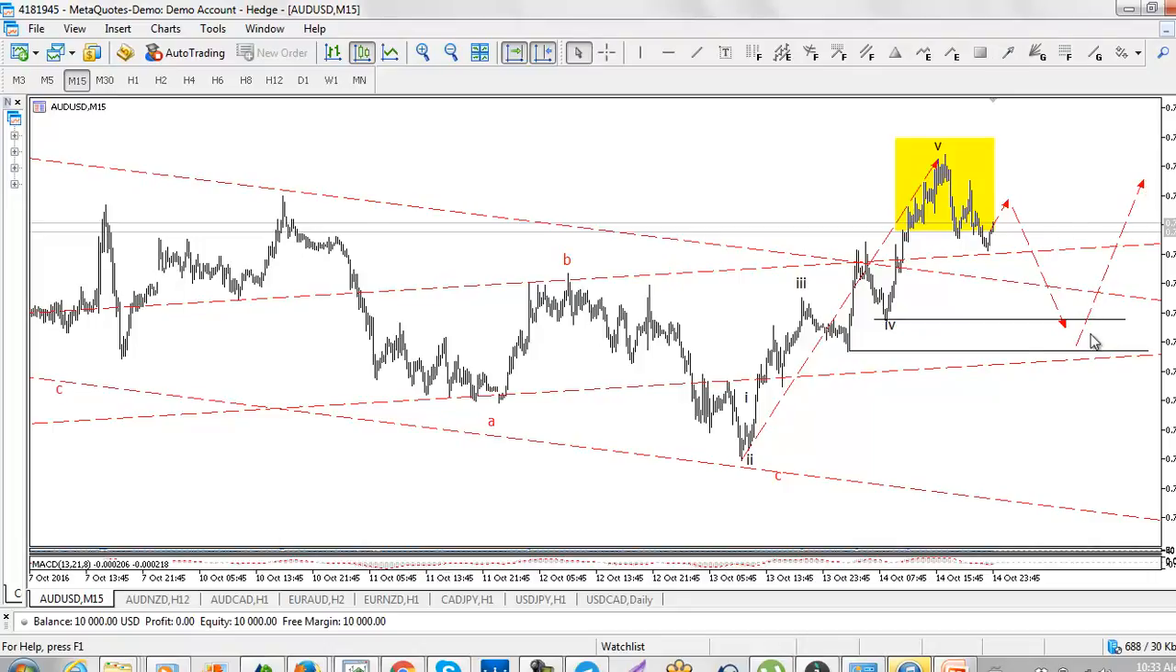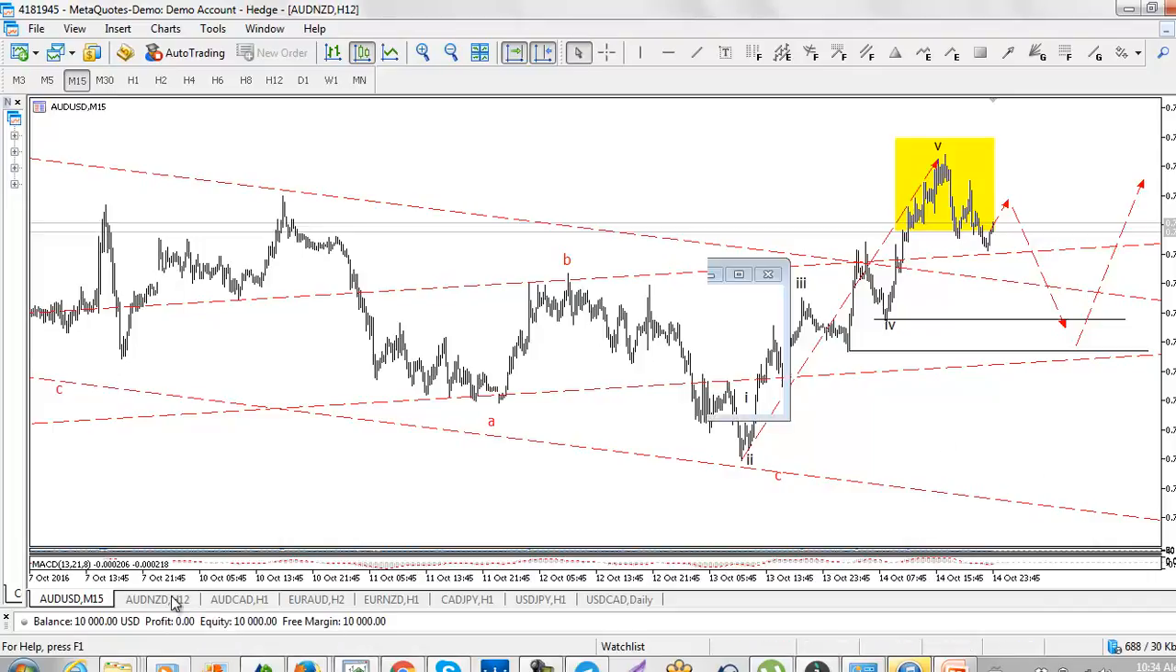This would be a very good opportunity, a very good level to look forward to buy Australian dollar US dollar, but the stop loss must be here. I am going to update you as the events unfold this week.